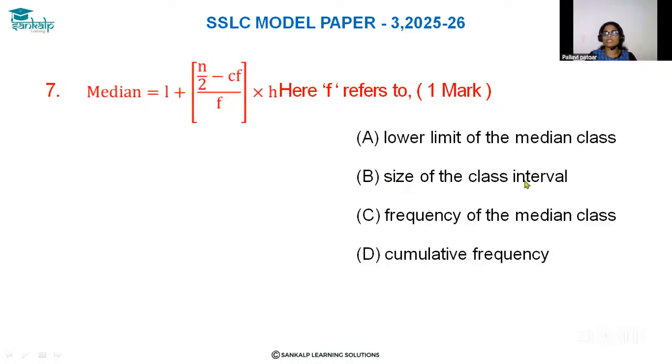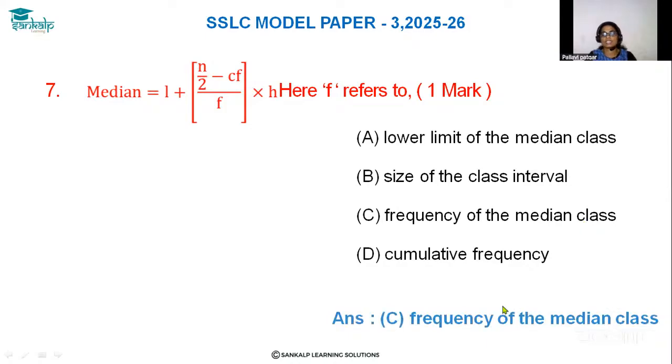refers to L. Size of the class interval is referred to as H. Frequency of the median class refers to F. Cumulative frequency refers to CF. Here they ask for F. F is the frequency of the median class. So here C, frequency of the median class, is the correct option.